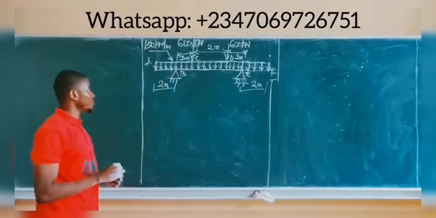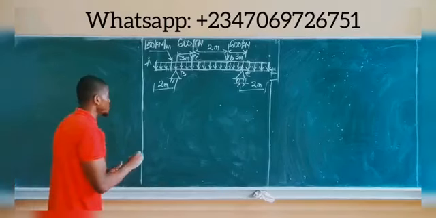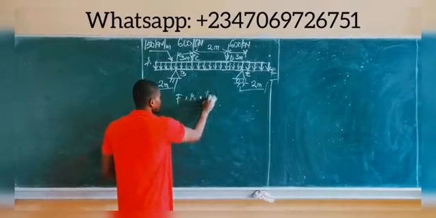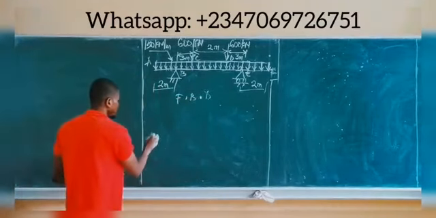Okay, so we have the beam on the board. First thing to do is always to outline the free body diagram. So we have F, B. So we bring back the beam.